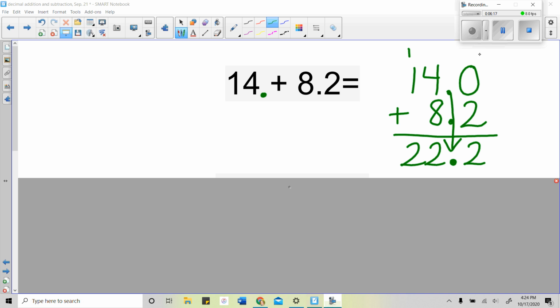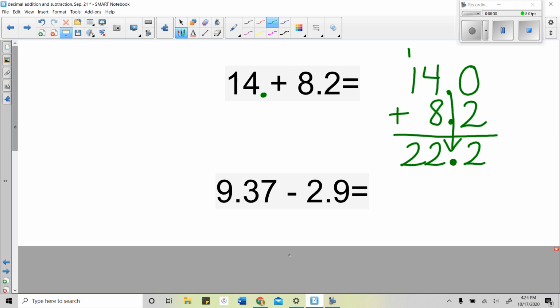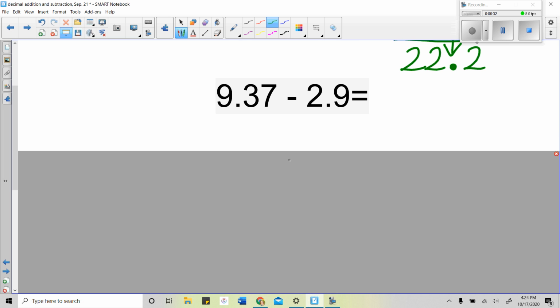So how did you do? Notice the 14 became 14 and 0/10 so that it could line up with the 8 and 2/10, and the answer is 22 and 2/10. Now, write down your next problem and then pause the video to solve.